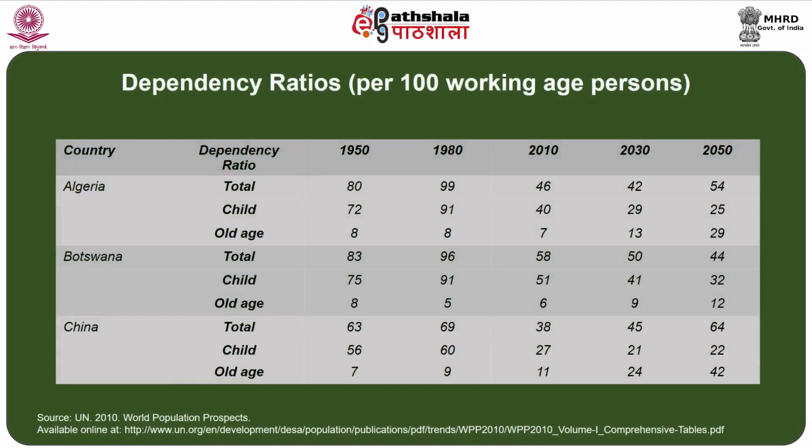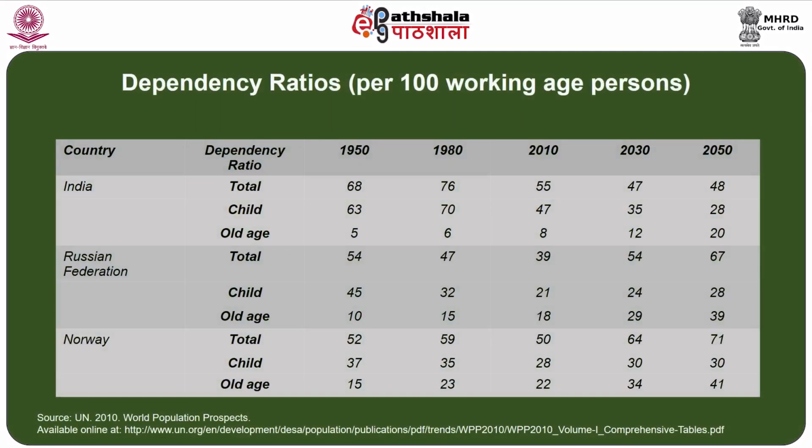For Botswana, we see that in 1950 the total dependency ratio, expressed per 100 working age persons, was as high as 83. The child dependency ratio was 75 and the old age dependency ratio was only 8 per 100 working age persons. In 2010, it decreased to 58 for the total dependency ratio, 51 for the child dependency ratio and 6 for the old age dependency ratio. The projections for Botswana in 2030 are that the total and child ratios will further decline to 51 and 41, while the old age dependency ratio will rise to 9.